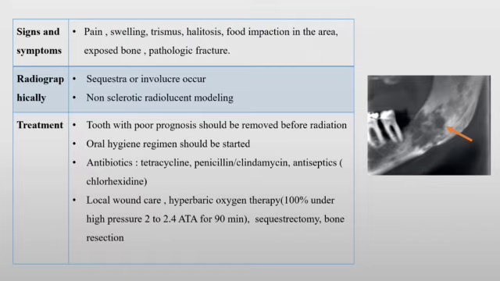Moving on to treatment, teeth with poor prognosis should be removed before radiation. An oral hygiene regimen should be started. Antibiotics like tetracycline and antiseptics like chlorhexidine should be given to maintain oral hygiene, along with local wound care. Hyperbaric oxygen therapy, 100% oxygen under high pressure, 2 to 2.5 ATA for 90 minutes, should be given, and sequestrectomy of the dead bone should be done along with bone resection.